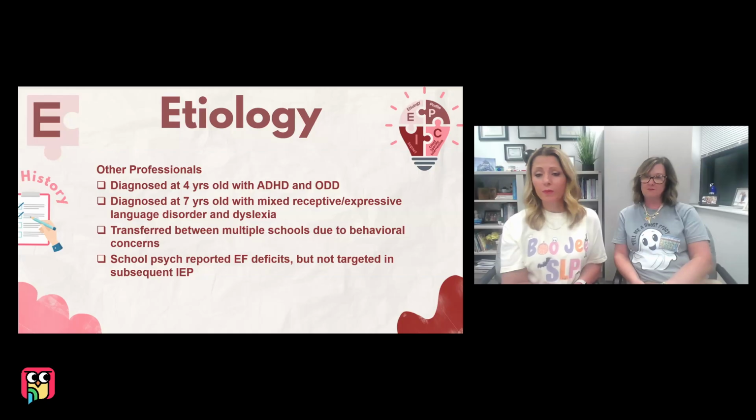He's transferred between multiple schools due to behavioral concerns. So he's kind of floated around a little bit from one school to another, including some homeschooling. He's been in and out. It's been very difficult, and he's 8 years old. So you can see how many times he's changed schools and how that might impact him. His school psychologist reported EF deficits, but then they weren't targeted in the IEP. So they've been identified, but not something that they're working on in school.